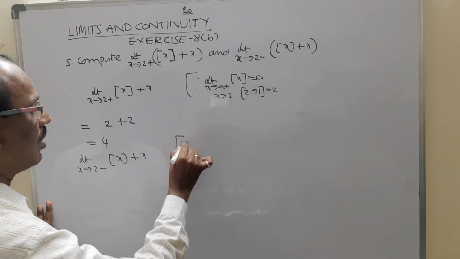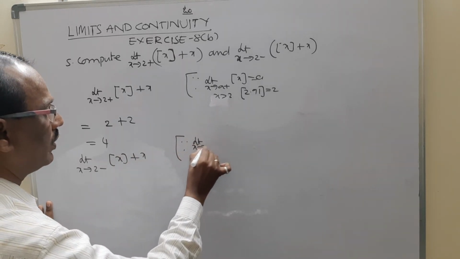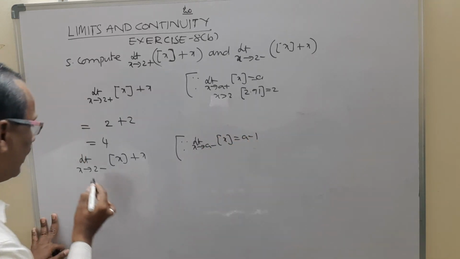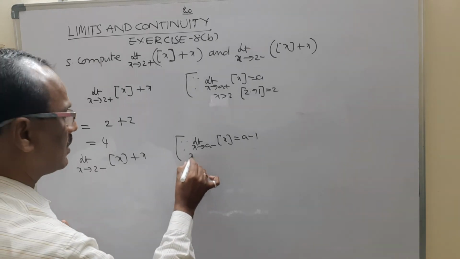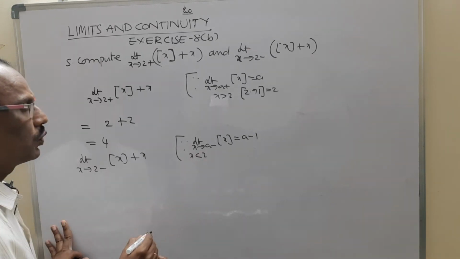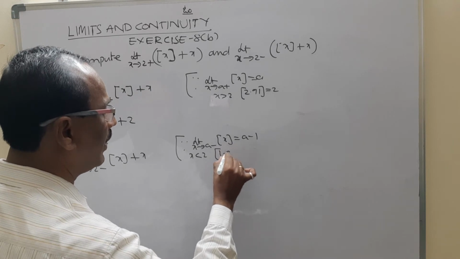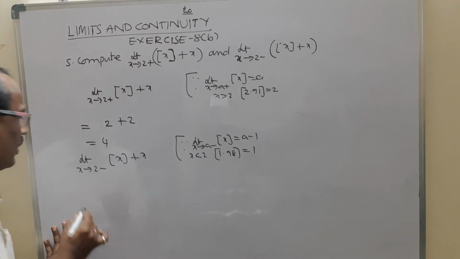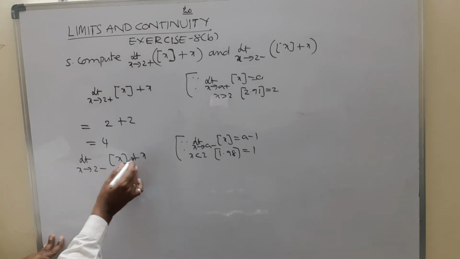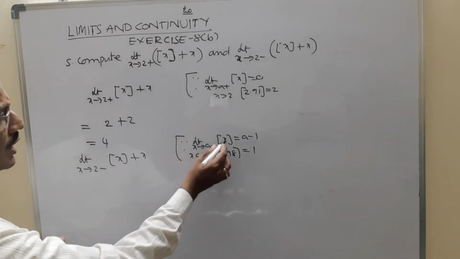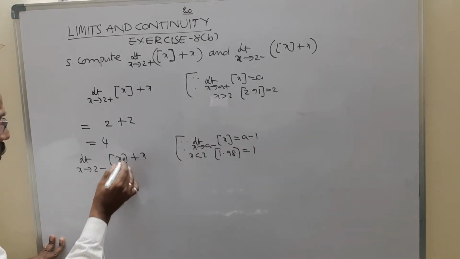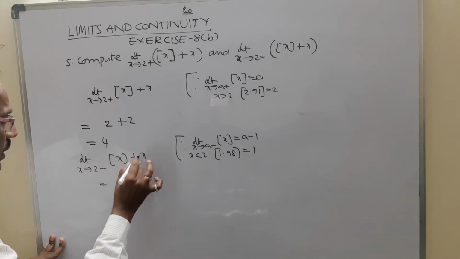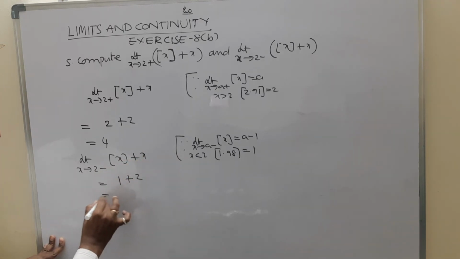Next question: limit x tends to 2 minus of box x plus x. Here, this is a small concept. Limit x tends to a minus of box x is equal to a minus 1. Here, limit x tends to 2 minus means x less than 2. If x less than 2, we take 1.98, the value equals 1. Limit x tends to a minus of box x is a minus 1. Here 2 minus 1, this value is 1, and substituting x as 2, 1 plus 2, 3.